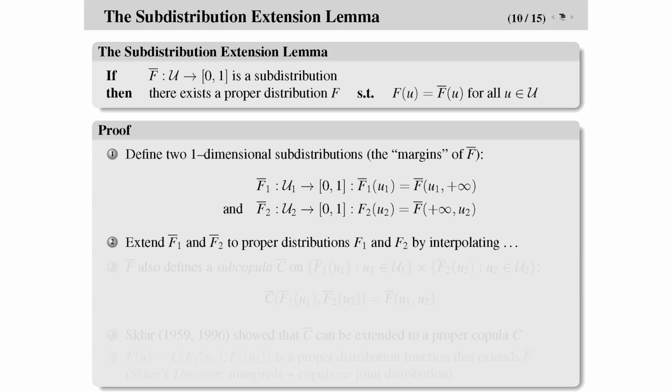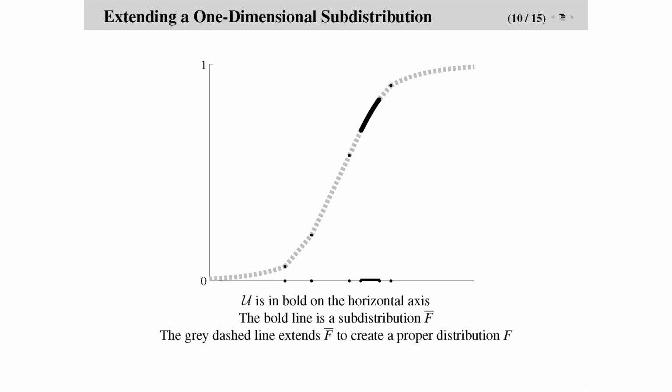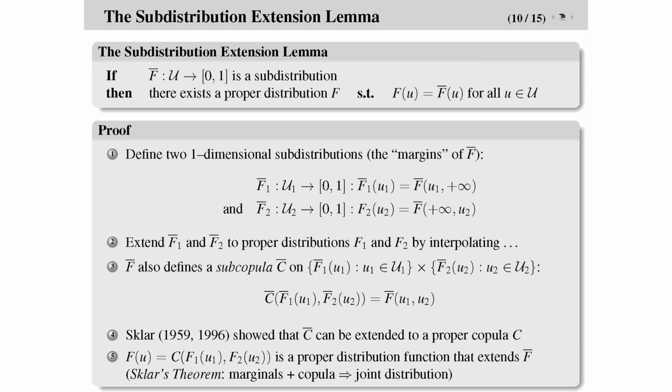How does the proof work? It's just an outline. You have a subdistribution function. You can pull off two one-dimensional subdistribution functions by looking at the margins. You can then extend these two one-dimensional functions by interpolating. Here's that graph again. That's easy. A little less obvious is that the subdistribution function also defines a subcopula. Here's how it defines a subcopula. Then Abe Sklar, an important mathematician who was at IIT, about 20 blocks north of here, showed that any subcopula can be extended to a proper copula. So using his result, you can extend this subcopula to a proper copula, and extend the subdistributions to proper distributions. You recombine them, and you get a distribution function that extends the subdistribution f bar. That's the outline of how the proof works.